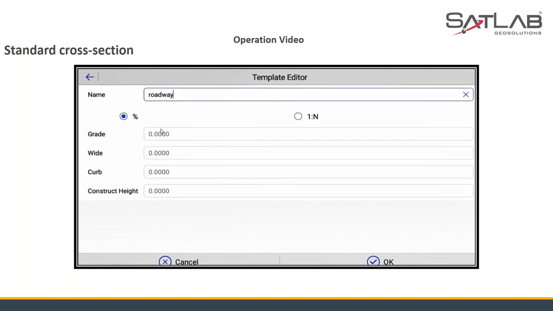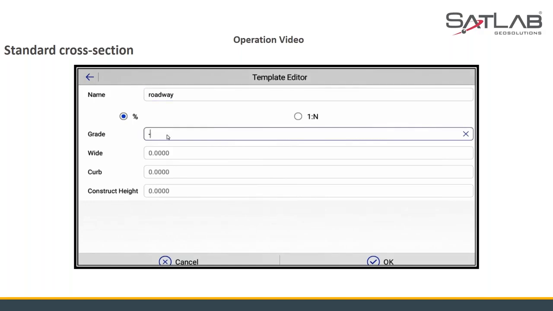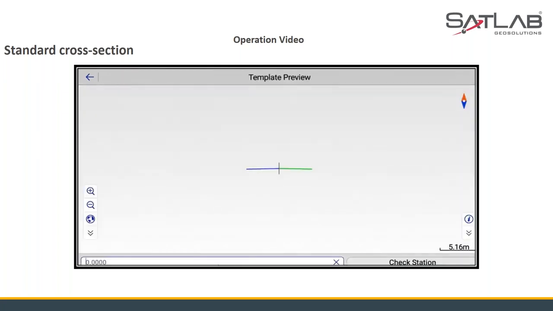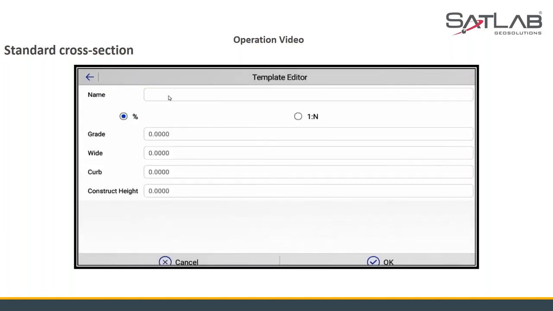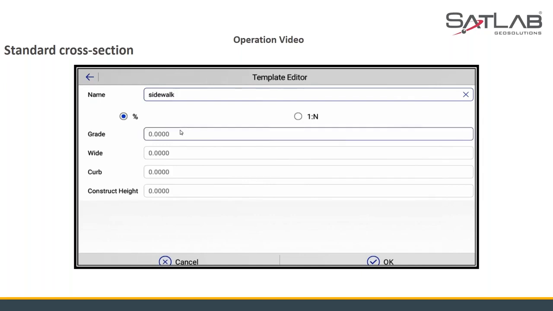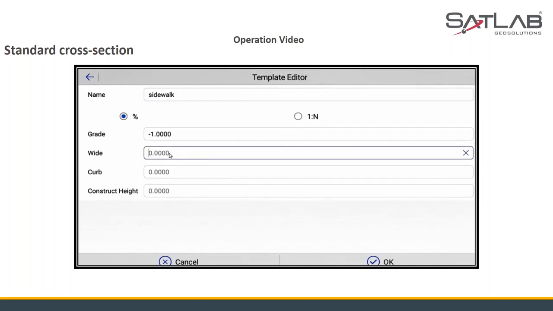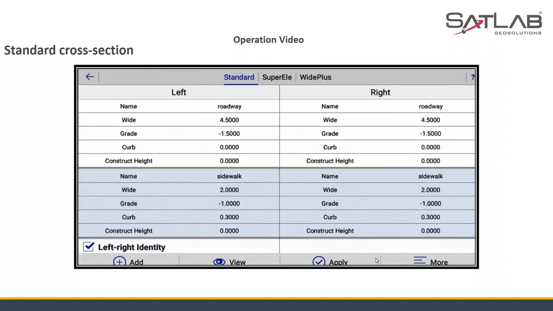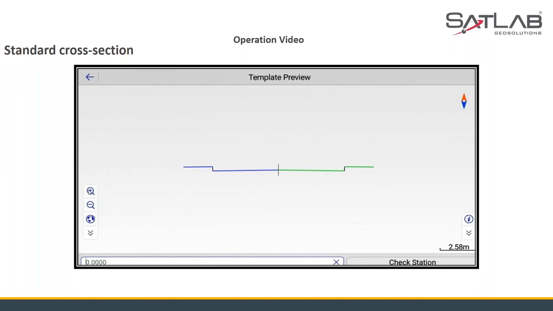Okay, so we have a video for you to design a simple cross section. Easy. With the cross sections, as you can see, there are left and right identity. That means if I'm designing something on the left, it will automatically be on the right. So I'm designing my roadway with a gradient of 1.5. The road width is 4.5. That's it. You can see the identities are there. Both are identical at the same part.